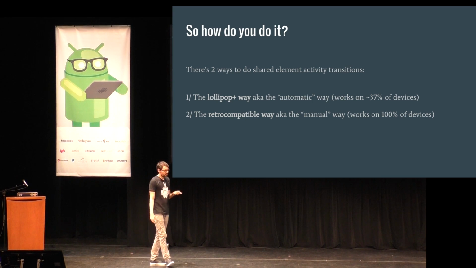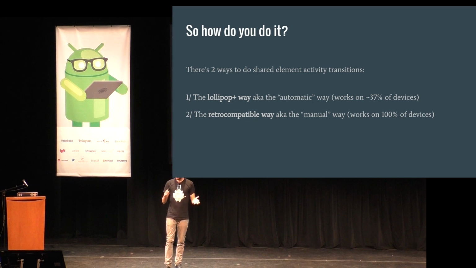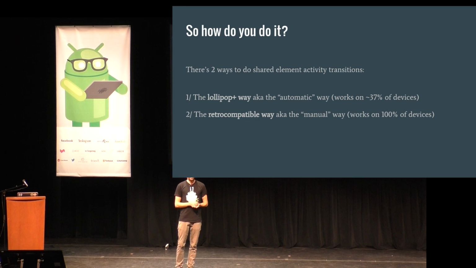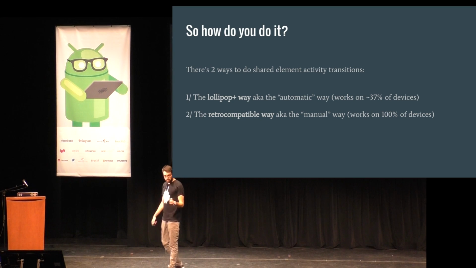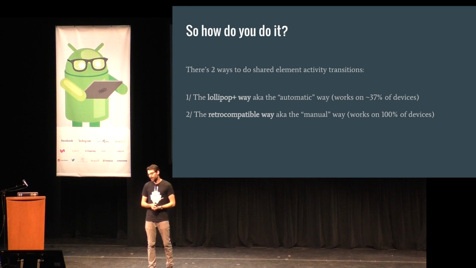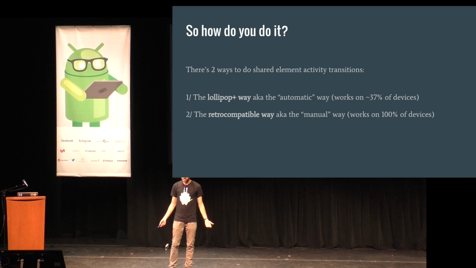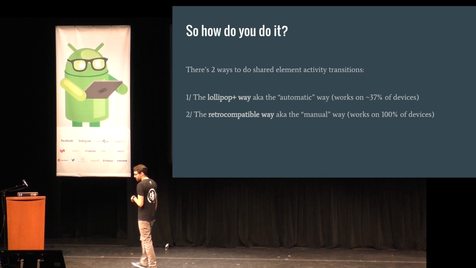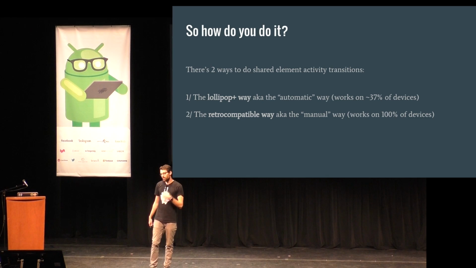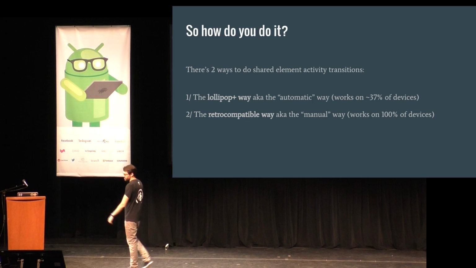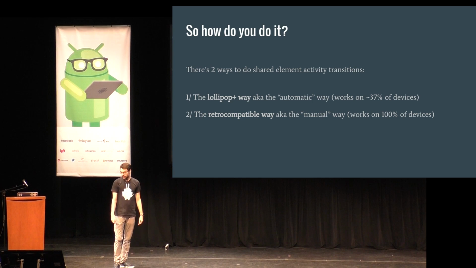But last time I looked, Lollipop plus devices represent around 37% of the market, which is pretty good. It's getting better. But if you're serious about releasing your app and you want to touch as many people as possible, it's kind of a big drawback, right? There's another way, and this way is retrocompatible. It works on all Android versions, but it requires a bit more manual work, as usually is the price you have to pay for this. So let's walk through these two methods.